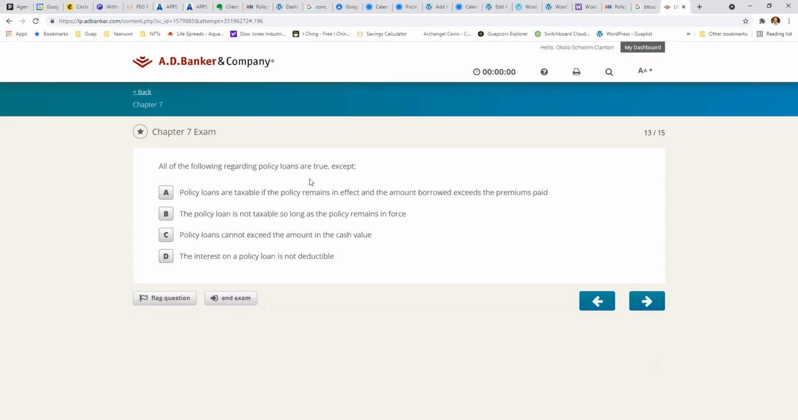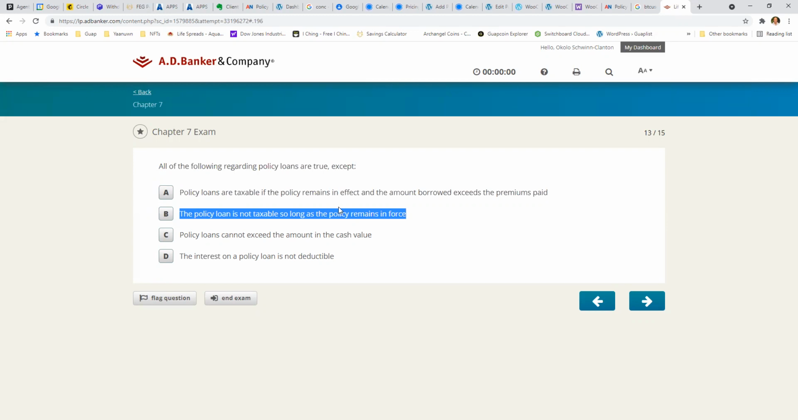All of the following regarding policy loans are true, except policy loans are taxable if the policy remains in effect and the amount borrowed exceeds the premiums paid. False. That's the beauty of policies, they're tax-free. Policy loan is not taxable so long as the policy remains in force. True. Remember, surrendering is bad. Policy loans good, not taxable. Policy loans cannot exceed the amount in the cash value.